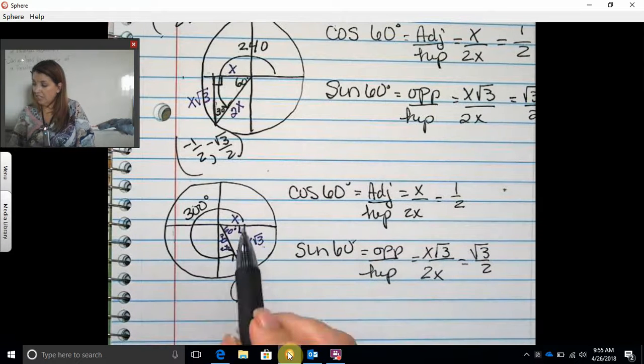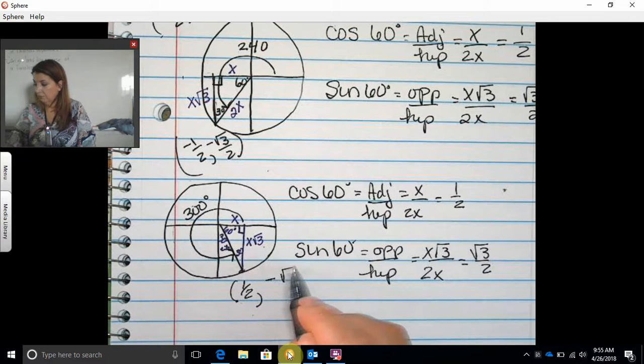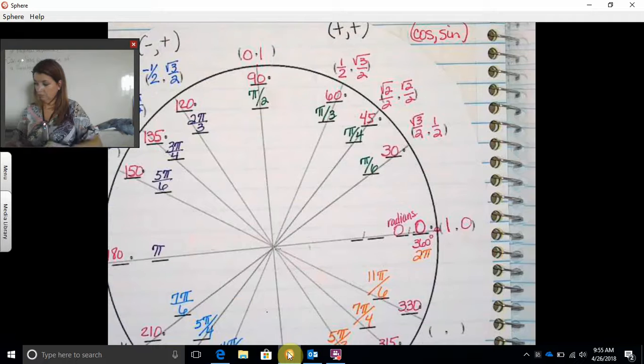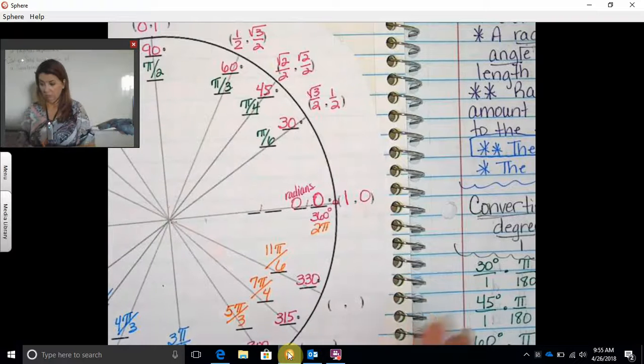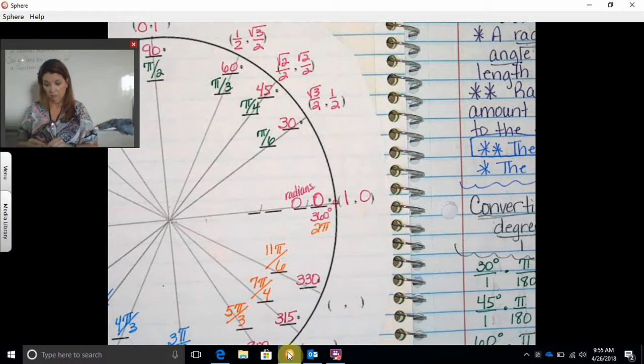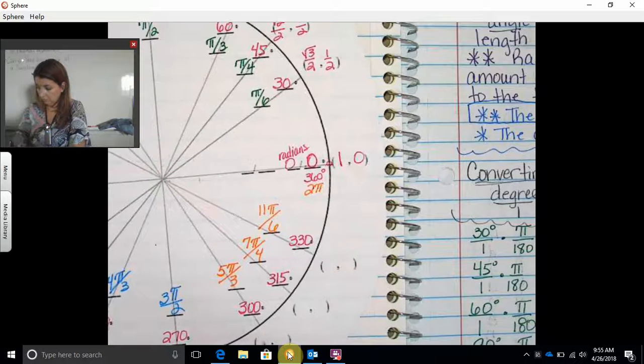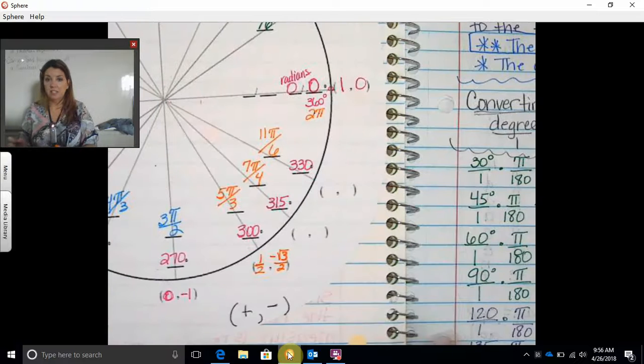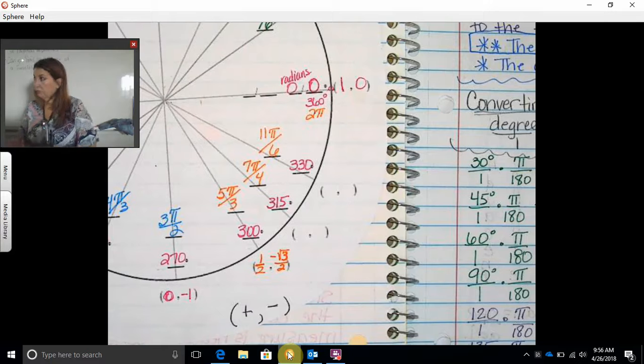Now your sine in this quadrant, that's your y values. Is that positive or negative? Negative. And make sure the negative sign does not go under the radical, it goes outside of the radical. Everybody cool with that?